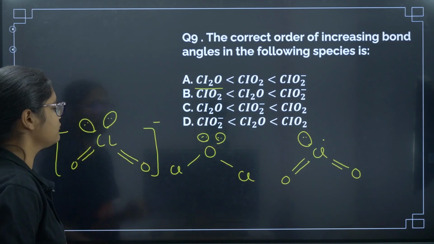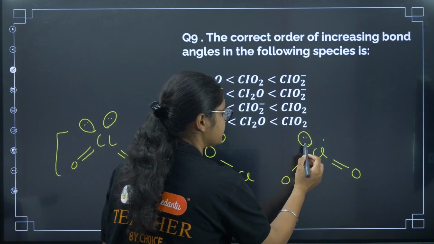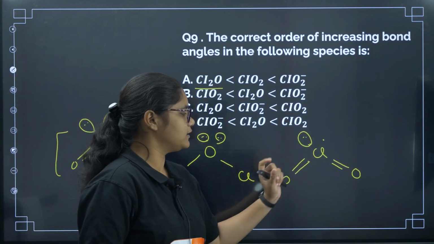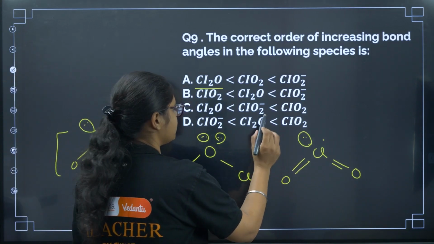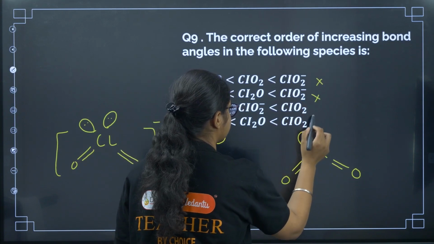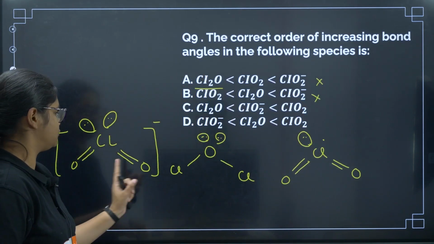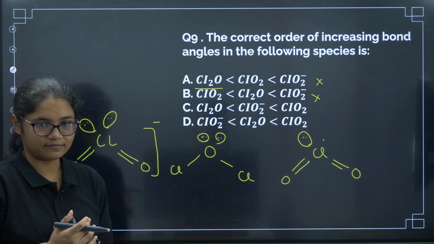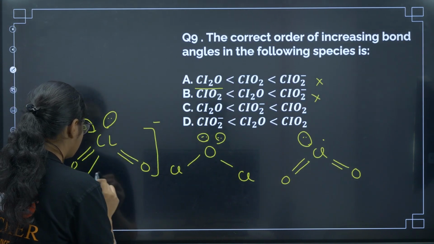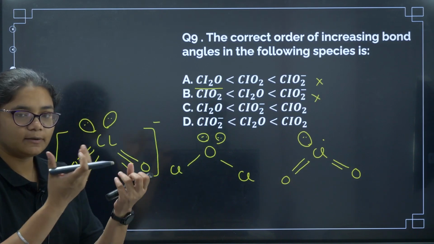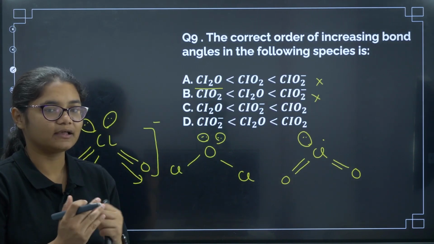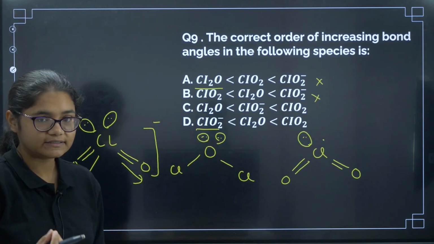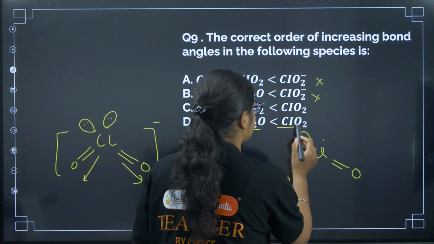right? So now if you see this one, here only one lone pair is there, so repulsion will be less, so bond angle here will be greater. So ClO2 will have the highest bond angle, so we can eliminate these two. Now if you consider these two structures, here oxygen is more electronegative, so it will pull the electron towards itself, right? So when it pulls the electron towards itself, the bond angle will decrease. So that is why ClO2 minus will have the least bond angle, then Cl2O and then ClO2.